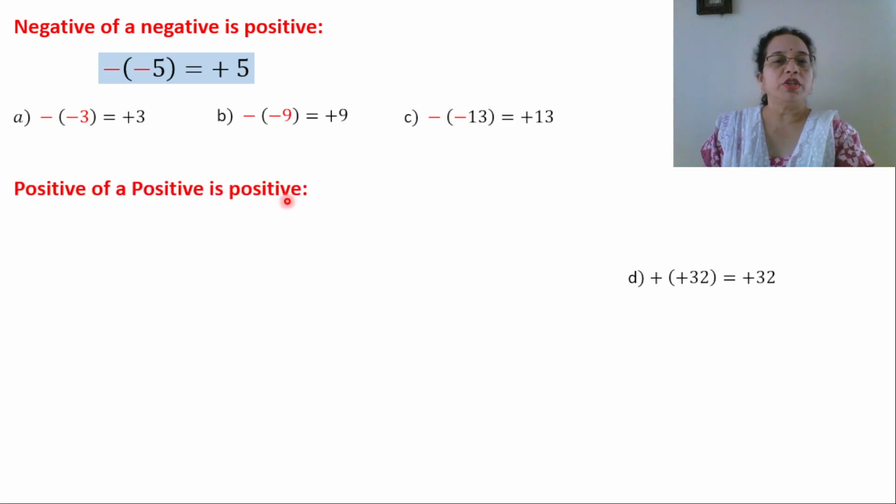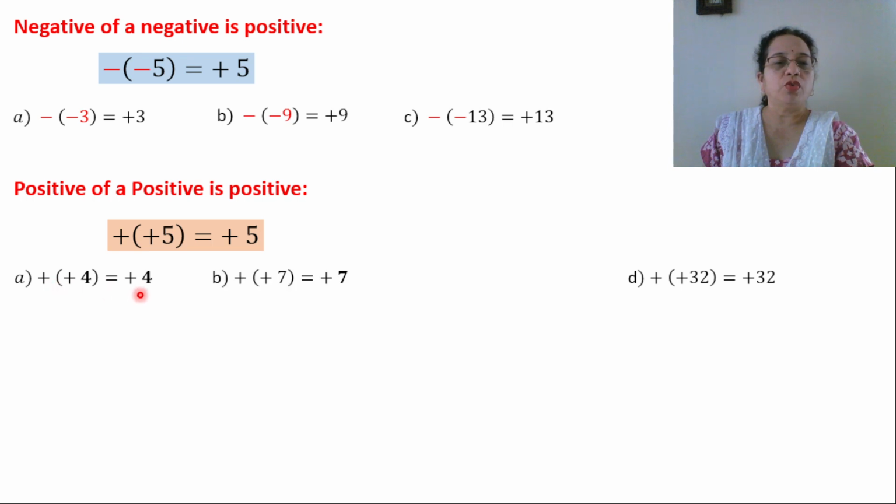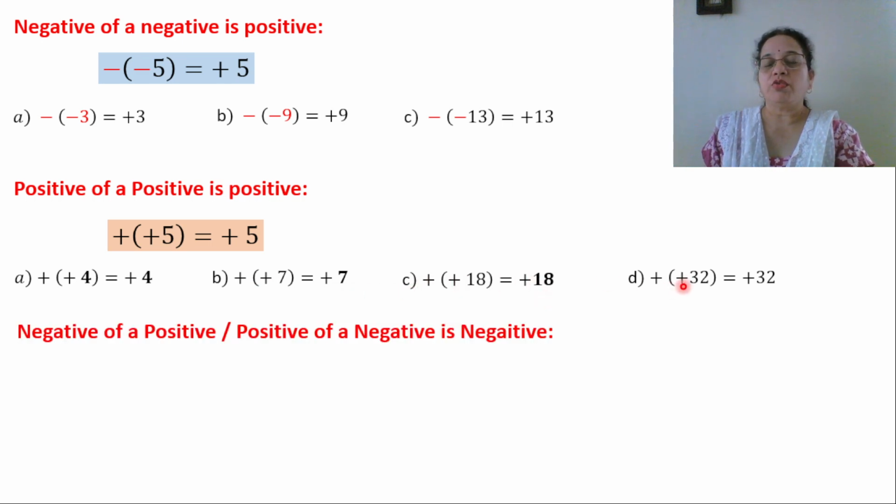Positive of a positive is positive. There is no negative sign, so definitely the answer will be positive. Let us take few examples for this. Positive of a positive is positive 5. Positive of a positive is positive 4. Positive of a positive is positive 7. Positive of a positive is positive 18. Positive of a positive is positive 32.